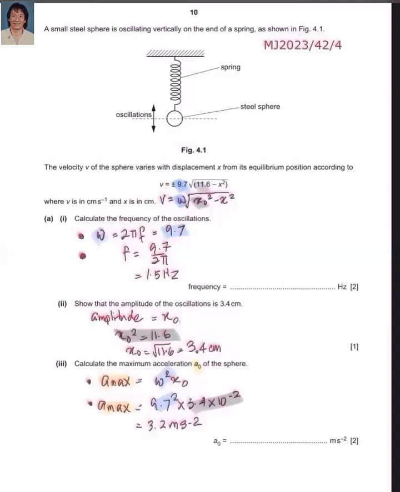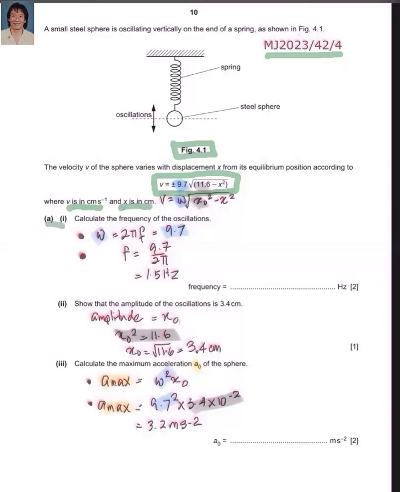This is a May/June 2023, variant 42 question. Number 4. A small steel sphere of mass M is oscillating vertically on the end of a spring as shown in figure 4.1. The velocity v of the sphere changes with the displacement x from its equilibrium position according to this equation: v equals plus or minus 9.7 square root of 11.6 minus x squared, where v is in centimeter per second and x is in centimeter.